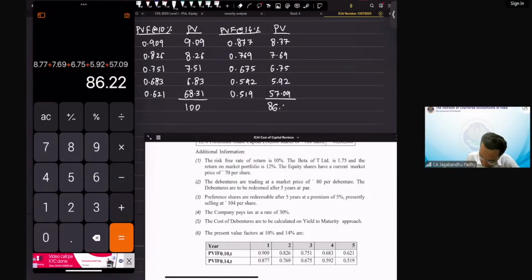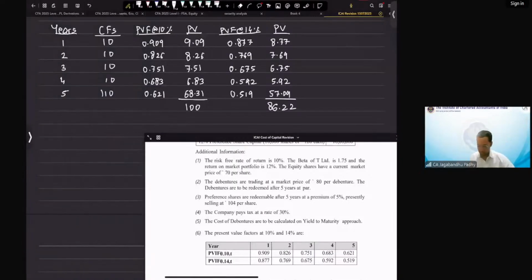This is 86.22. Okay, so we observe that the present value at 10% is 100, and at 14% it is 86.22. So what should I do? Are we reaching towards 80 rupees? No, we aren't, because even if I went from 10 to 14, it's still 86.22. So let me take another set of factors, the PV factor at the rate of 18%, and then we'll take a PV of it.